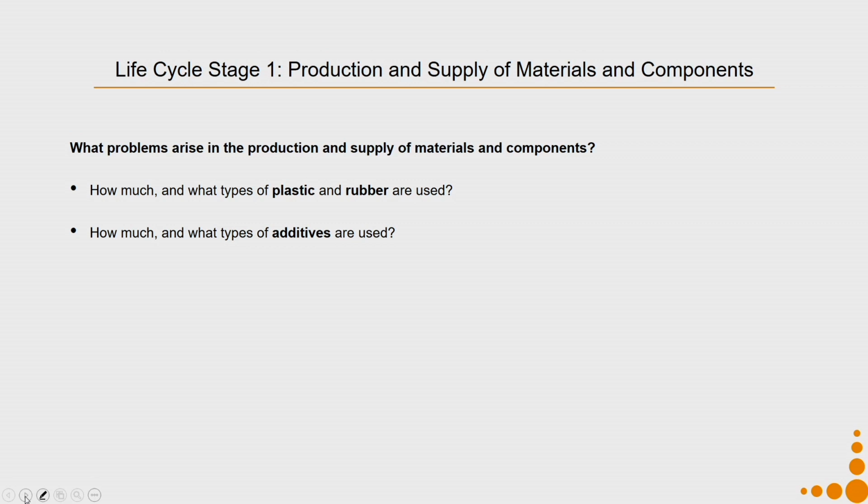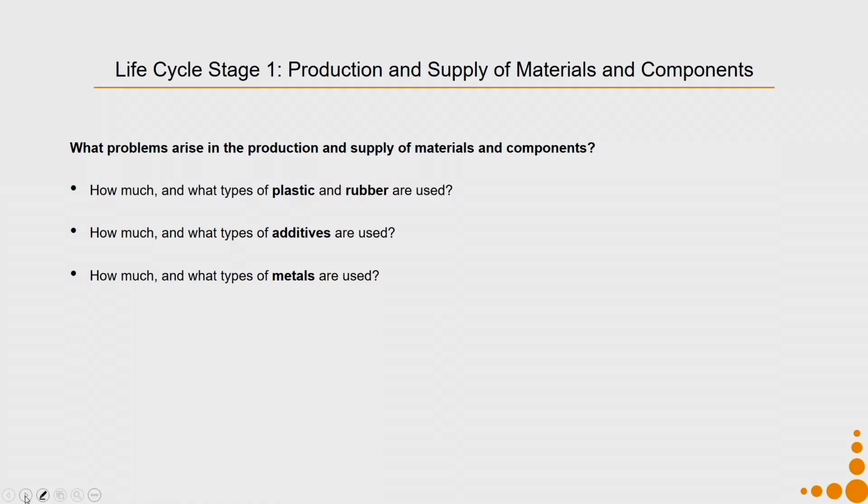How much and what types of additives are used? These additives determine whether my plastic or rubber component is any longer recyclable or not. So, although plastic like polyethylene or polypropylene is recyclable, if we add certain additives which are going to emit toxic materials, or I add additives and my recycler does not know what additives I have added, the recycler has no way to recycle it. Then, how much and what types of metals are used?